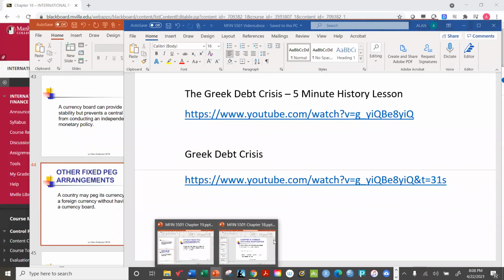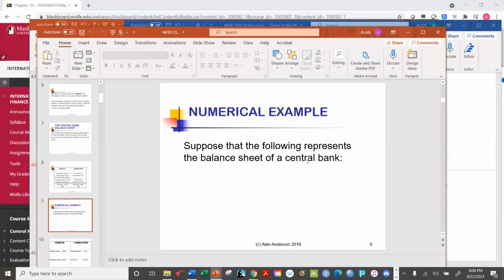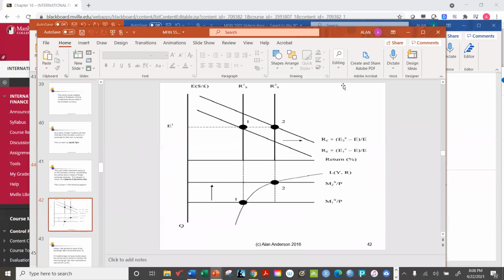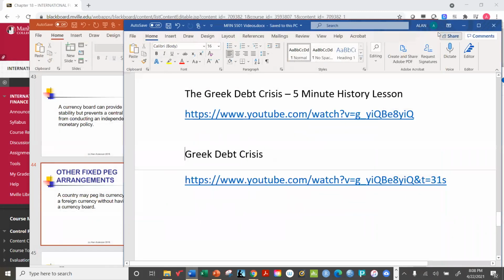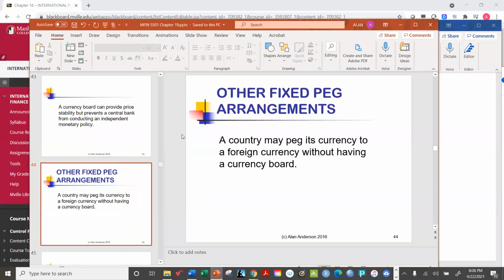All right, so we can get back to the slides now. I think you'll agree that those were very interesting videos, though, and gives you a better sense of what other types of exchange rate systems are in place throughout the world, besides just straight ahead floating exchange rates like we have. So, what other arrangements are there?